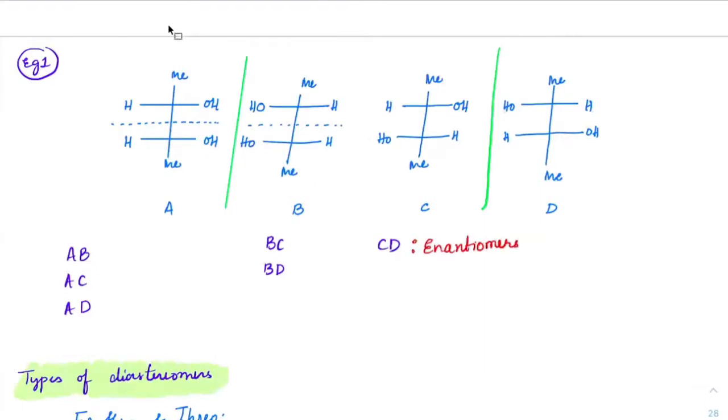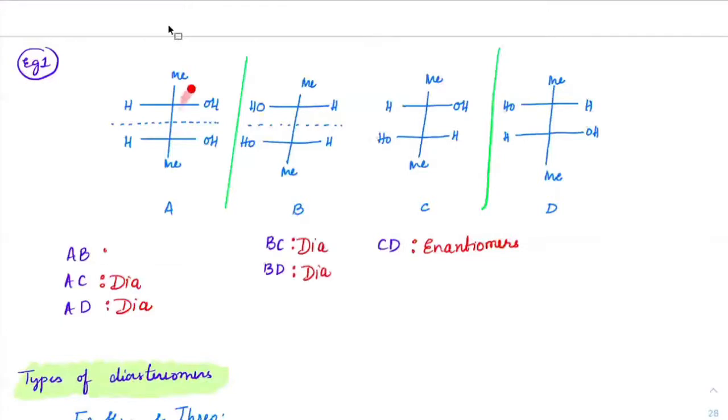And any non-mirror images can definitely be categorized as diastereomers. For example, if I take A and compare that with C, and A with D, because they are not mirror images, they have to be diastereomers. So AC are diastereomers, AD are diastereomers. Similarly the case with BC and BD. So BC is also a diastereomer, and BD is also a diastereomer.